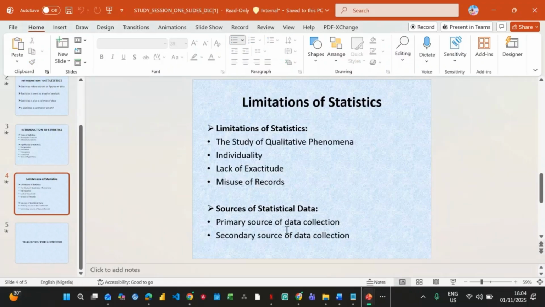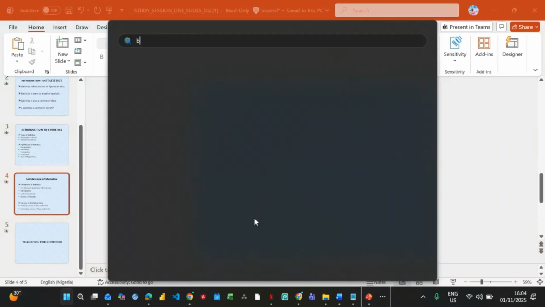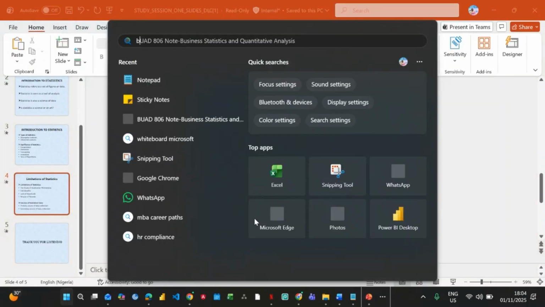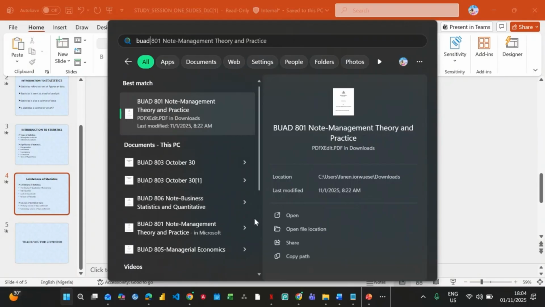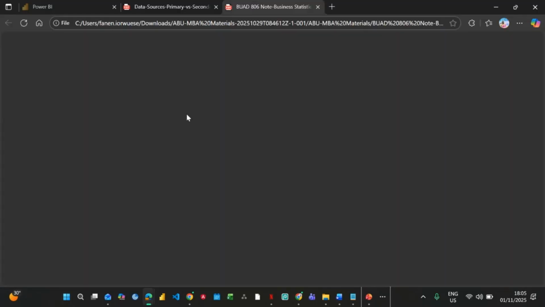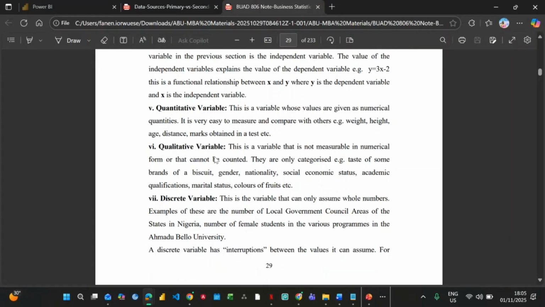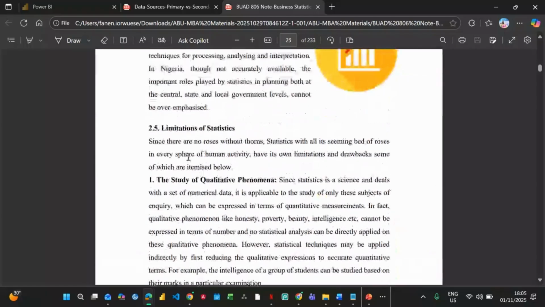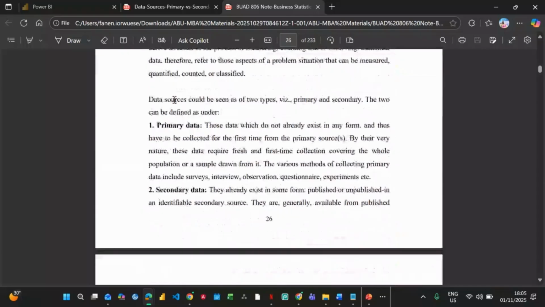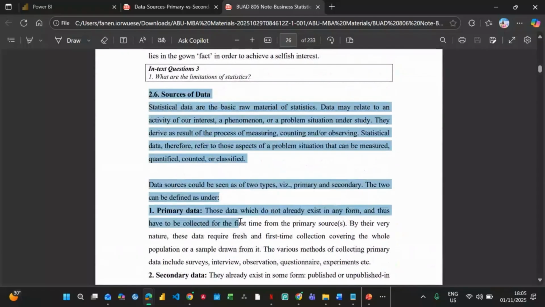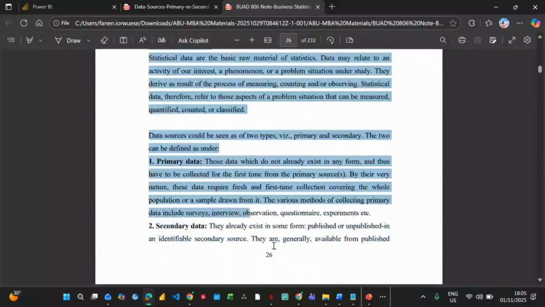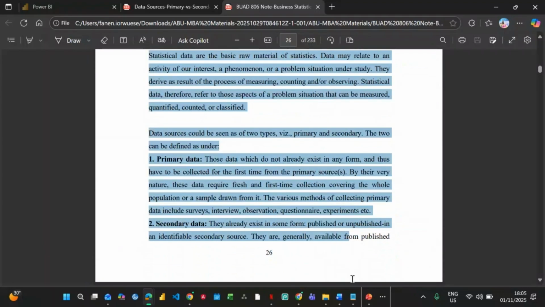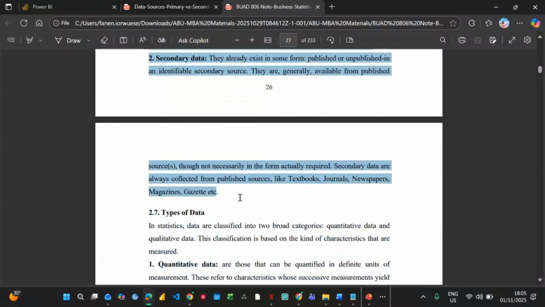Okay, so we are looking at this material. This is the material we've been looking at. Our lecturer took us to this level. This is where he stopped. This is what he was talking about. So he stopped here. You get?